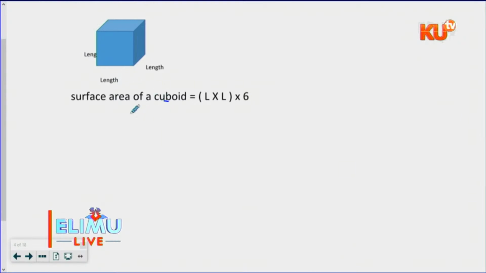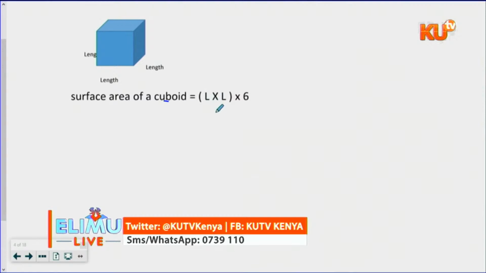So we simply say length times length, because you can decide and call this side length and this side length. They are the same. Even if you say side times side, remember to finally multiply it by 6.